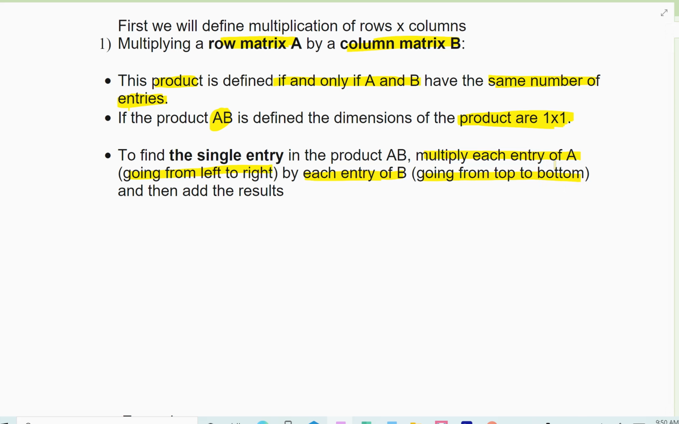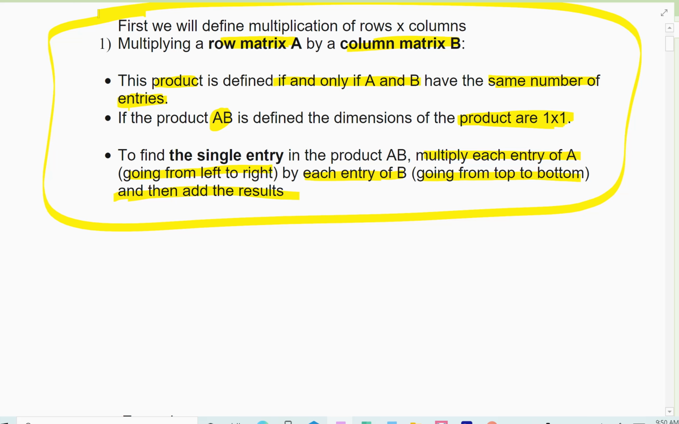So the first number in the row multiplies by the first number in the column. The second number in the row multiplies by the second number in the column. And we're going to practice those. And so when you do that, then you add the results. And I think it's easiest to do an example. So I'm going to do a couple of examples of this row by column matrix multiplication.